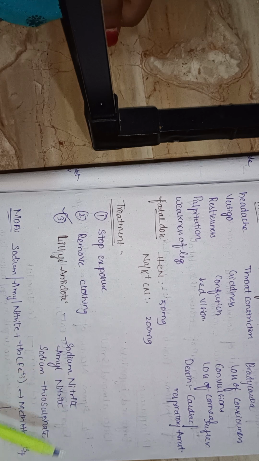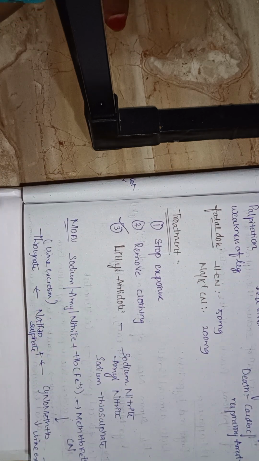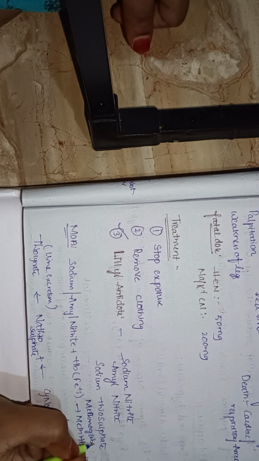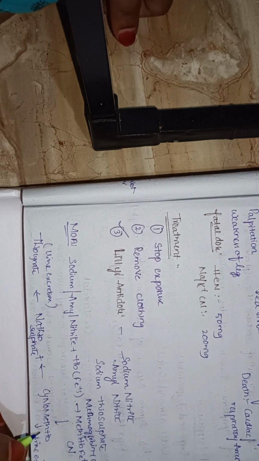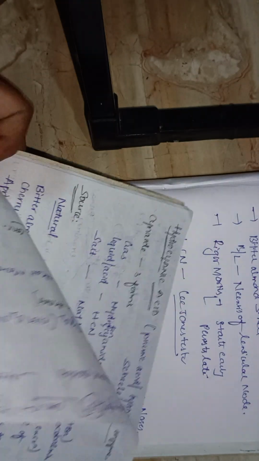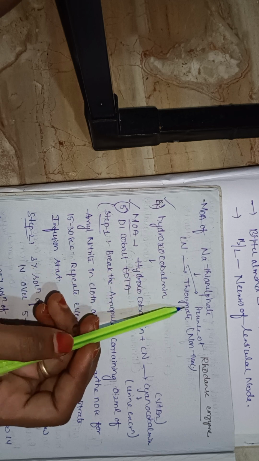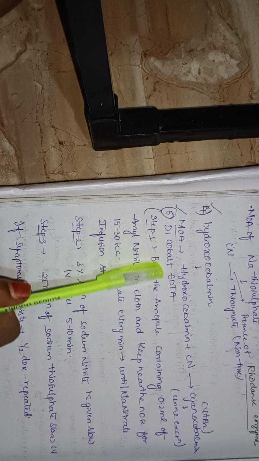Treatment: stop exposure, remove clothing. Lilly's antidote consists of amyl nitrate, sodium nitrate, and sodium thiosulfate. When sodium or amyl nitrate combines with hemoglobin, it is converted into methemoglobin. Methemoglobin combined with cyanide converts into cyanomethemoglobin. This cyanomethemoglobin is excreted in urine. It can be excreted in urine, but if we have sodium thiosulfate, it is converted into thiocyanate. Thiocyanate is non-toxic and can be excreted in urine. Sodium thiosulfate is converted into thiocyanate in the presence of the enzyme rhodanese. Next antidote is hydroxocobalamin. This hydroxocobalamin reacts with cyanide to form cyanocobalamin. Last one is cobalt EDTA.